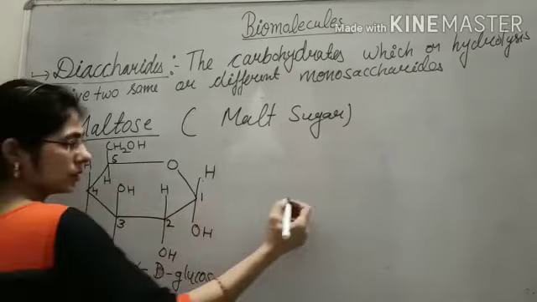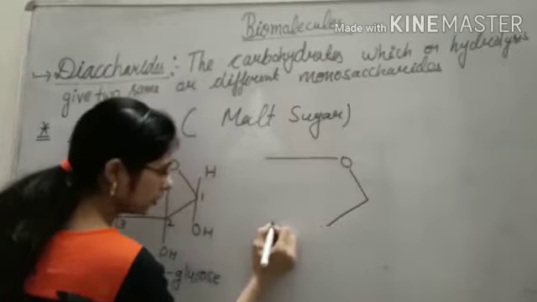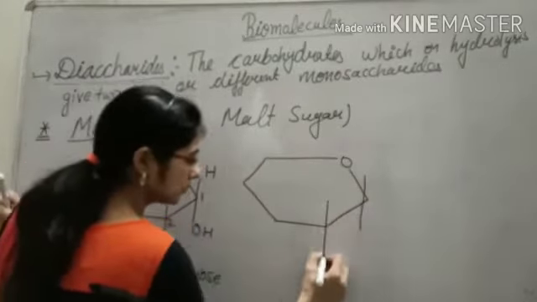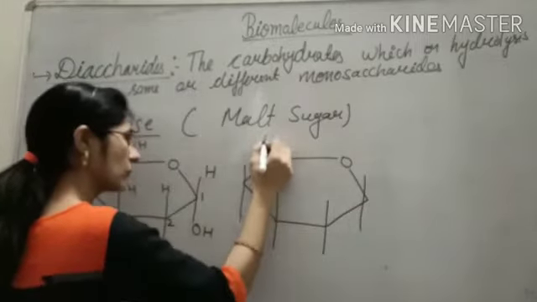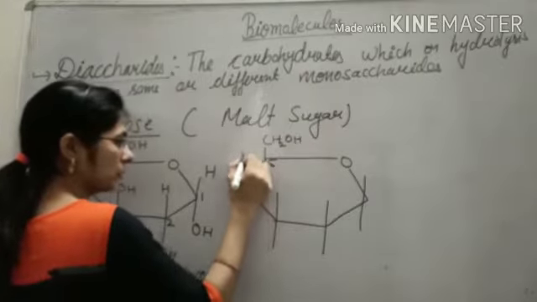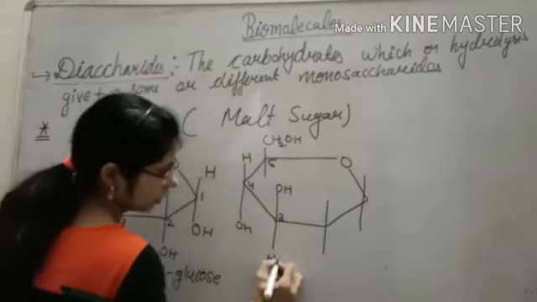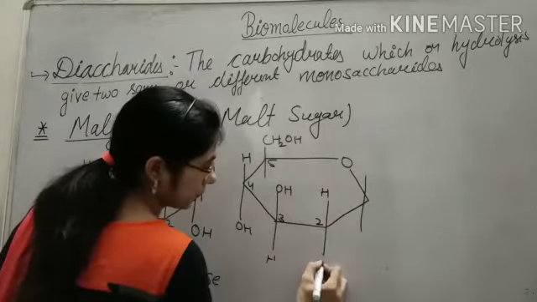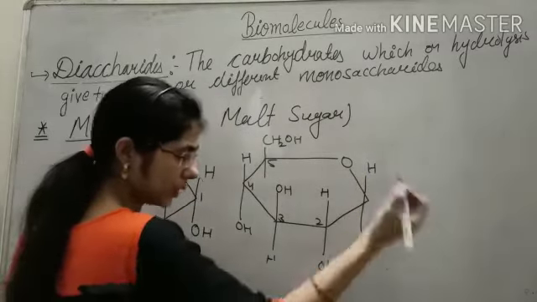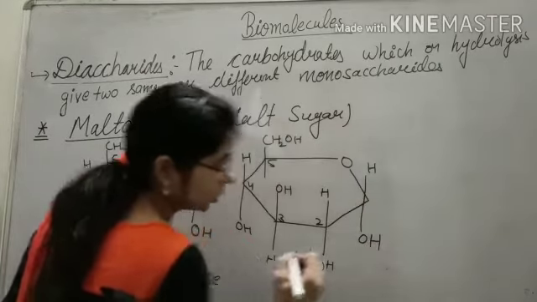Okay, and the second unit is also alpha D glucose. CH2OH, 5th carbon, 4th carbon. This one is the 3rd carbon. This one is 2nd. And in case of alpha, OH is present at the right hand side, so it is placed downward. Okay.